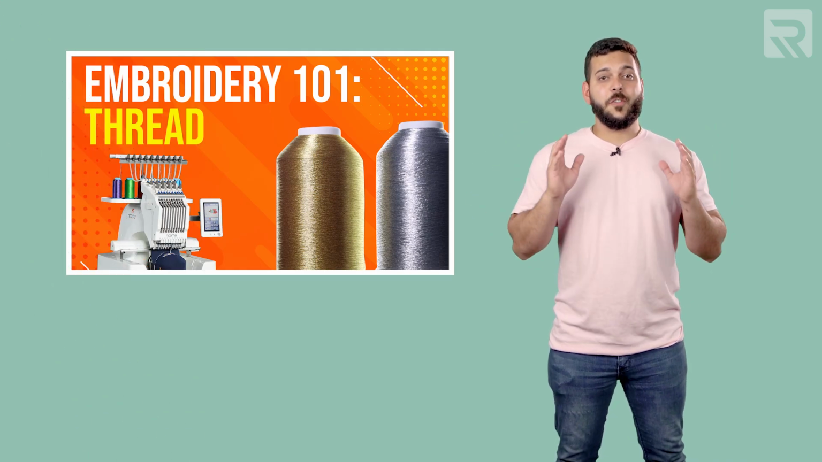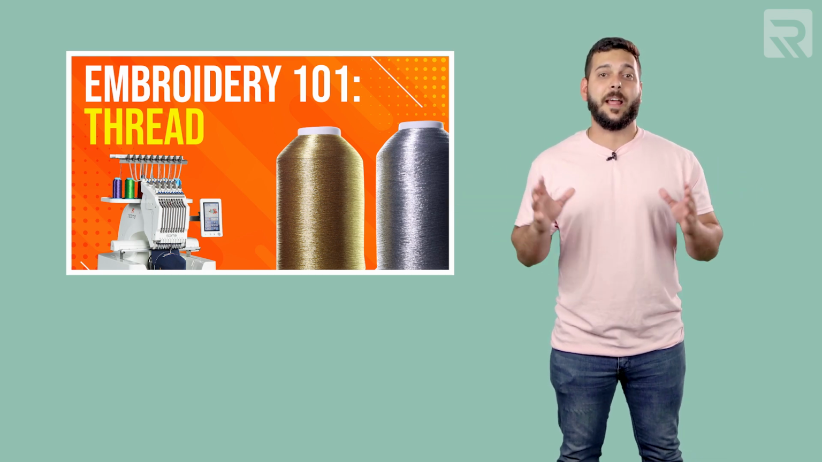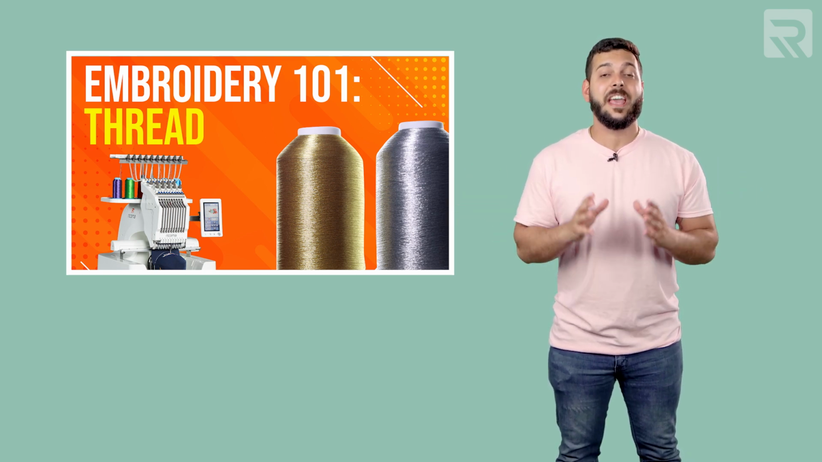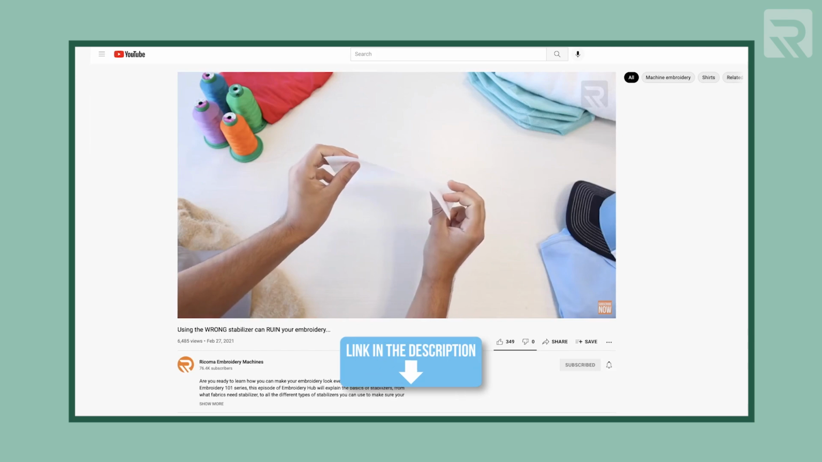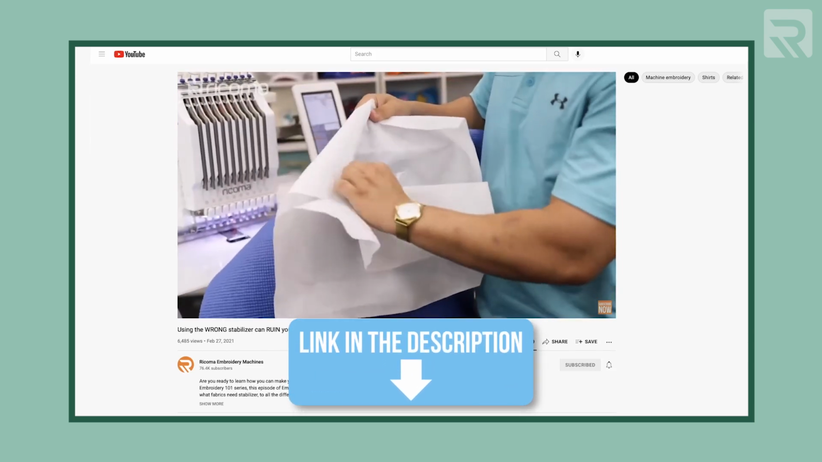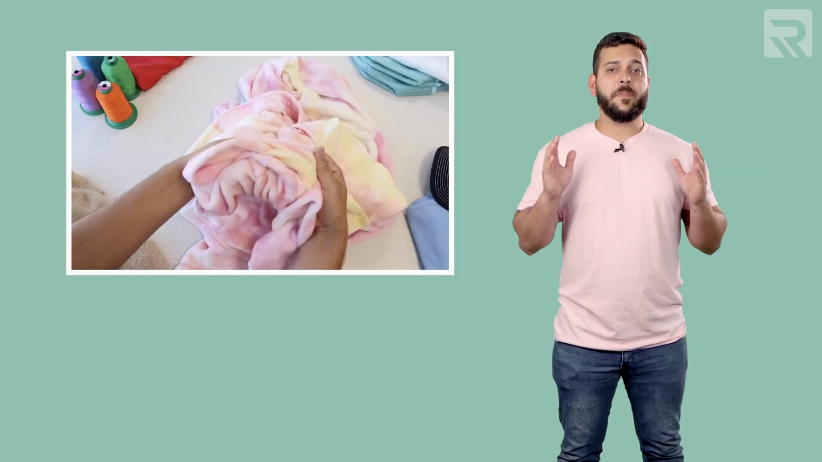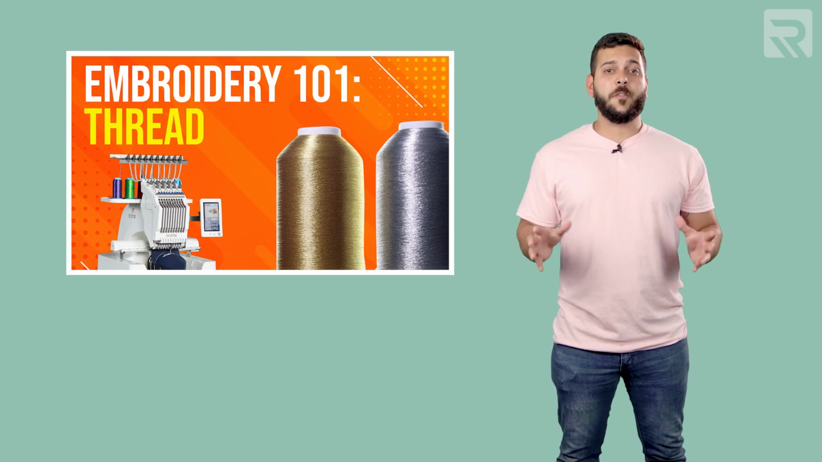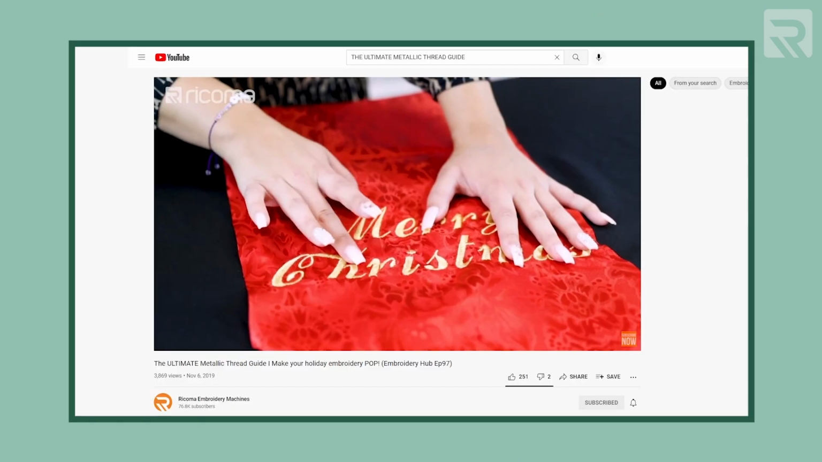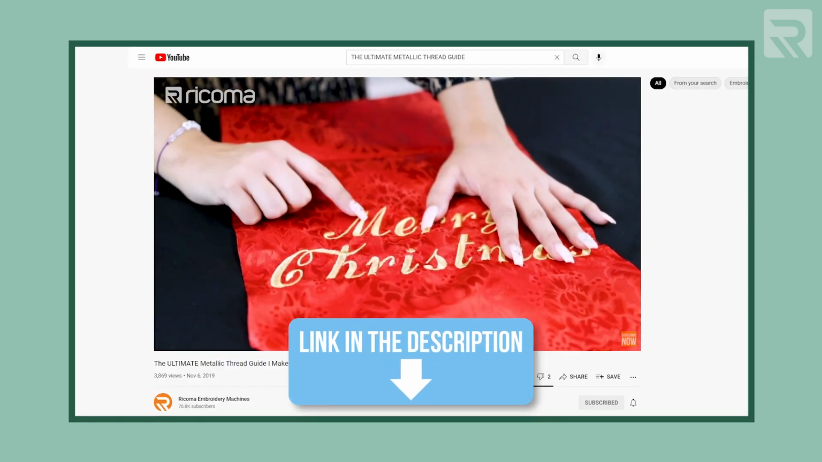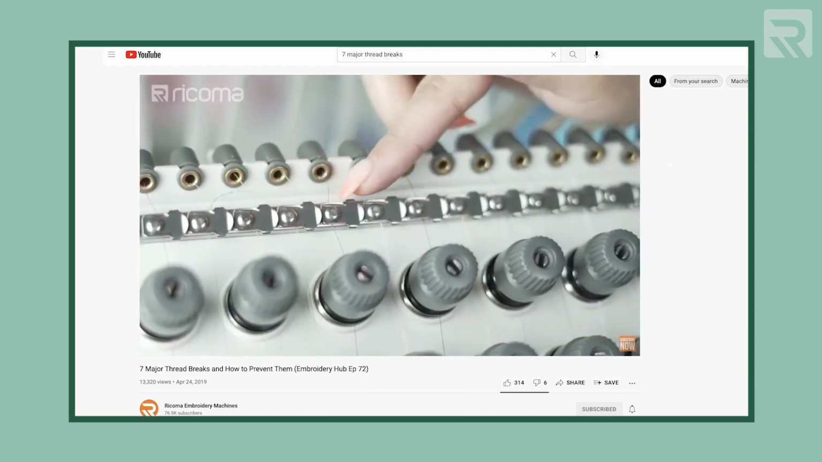Now, for the moment you've all been waiting for, I'm going to tell you where to find all the helpful resources that I mentioned in the beginning about stabilizers and threads. For a thorough episode just like this, but all about stabilizers, check out the description below for a link to our episode called Using the Wrong Stabilizer Can Ruin Your Embroidery. This is another great comprehensive video just like this that is part of our Embroidery 101 series. You'll also want to check out the description below to find a video all about metallic threads called the Ultimate Metallic Thread Guide, and another video on the 7 major thread breaks and how to prevent them.